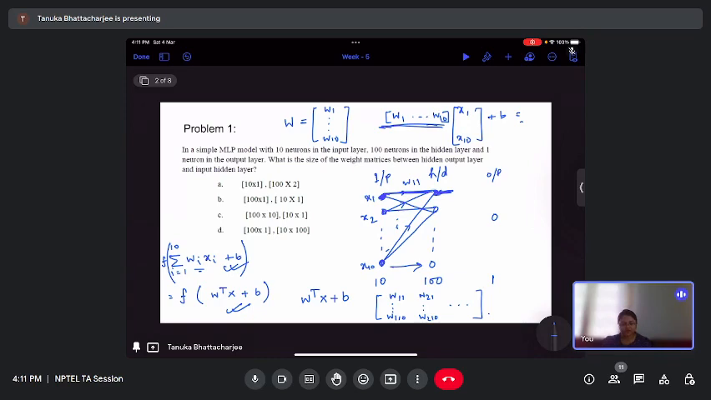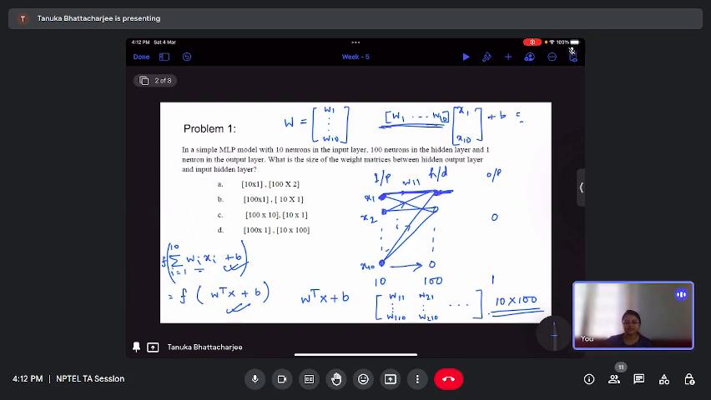If you do that, you can see the dimension of this matrix is going to be 10 cross 100. Each column is the weights corresponding to one neuron in the hidden layer. So, it will have 10 components connecting all the 10 neurons from the input layer, and similarly you will have 100 neurons, so 100 columns. Overall, the weight matrix size will be 10 cross 100 for the input layer to hidden layer.